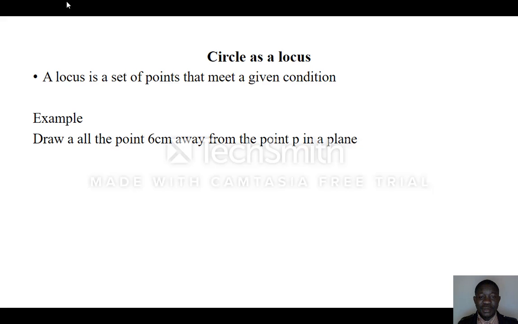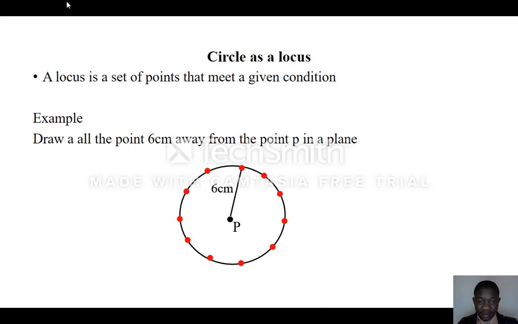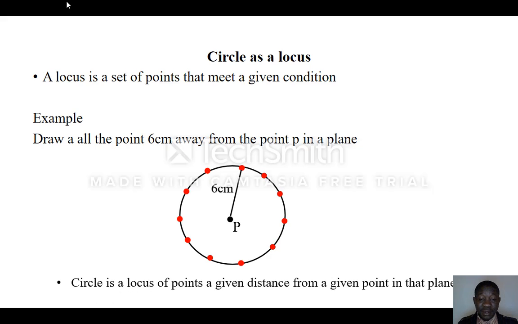Example: if you have been asked to draw the points 6 centimeters away from the point P in a plane. Now, if I have this to be my point P, and I have another point, the distance between these 2 points is 6 centimeters, as we've been given. If I have another set of points with the same distance, 6 centimeters from point P, then when we join all these points, we are going to get our circle. We therefore define a circle as the locus of a point a given distance from a given point in that plane.